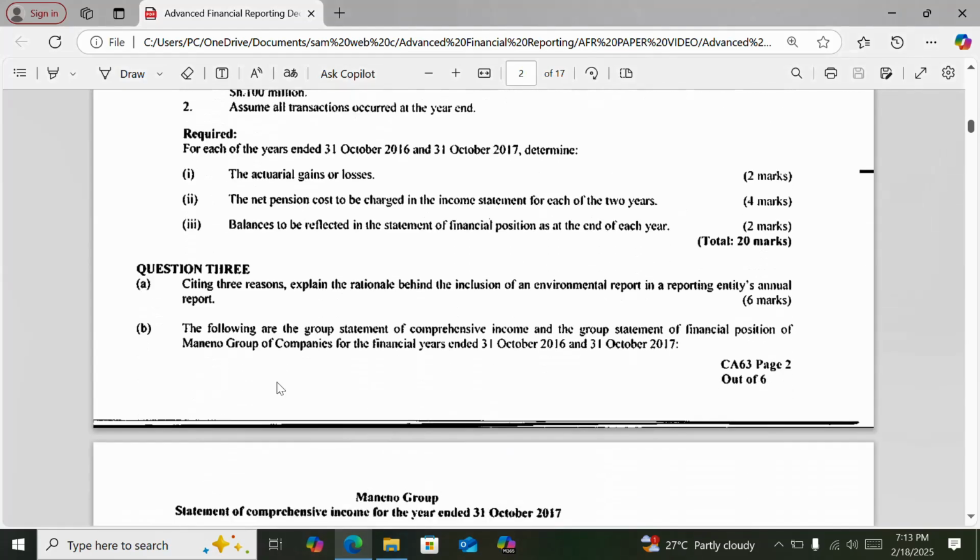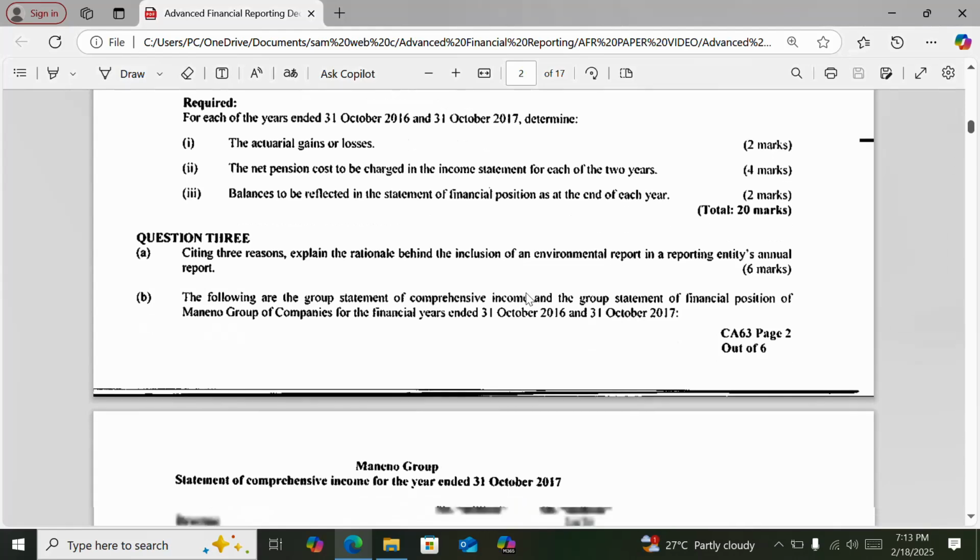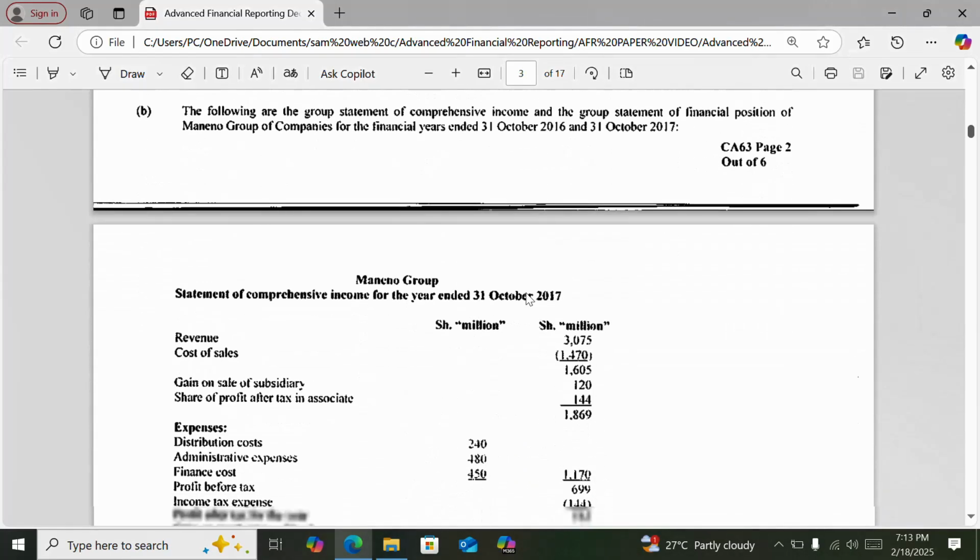Question 3. Citing three reasons, explain the rationale behind the inclusion of an environmental report in a reporting entity's annual report. Then part B is a question on cash flow.